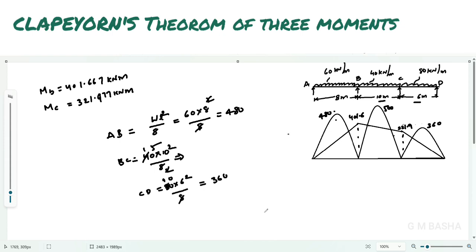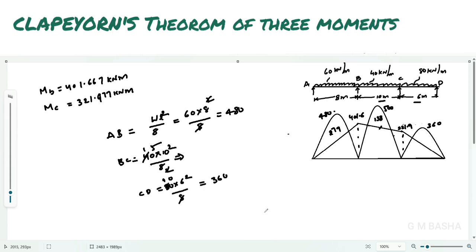Again, if you want net values, what do we have to do? 480 minus average of this one, 401.6. So around you will get around 279. And again 500 minus average of these two, 401.6 plus 321.9. So first we can make average of these two, 401.6 plus 321.9 divided by 2. You will get ordinate here. In that you can minus this one, 500 minus that remaining value. So around you will get 138, I think.